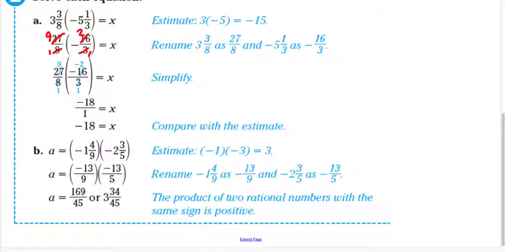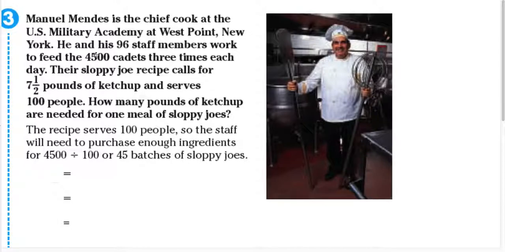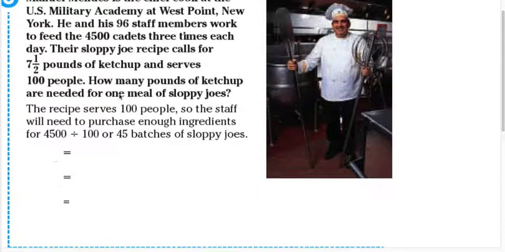In example number 3, Manuel Mendez is the chief cook at the U.S. Military Academy at West Point, New York. He and his staff of 96 work to feed 4,500 cadets 3 times each day. They have a Sloppy Joe recipe which calls for 7.5 pounds of ketchup and serves 100 people. How many pounds of ketchup are needed for one meal of Sloppy Joes?